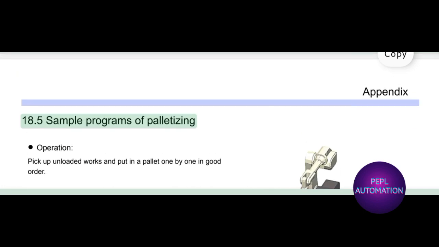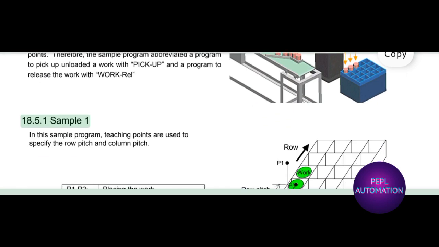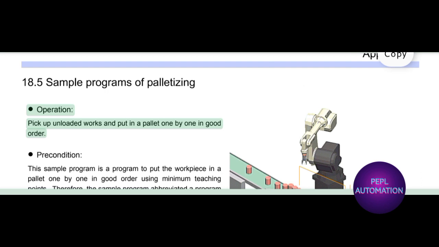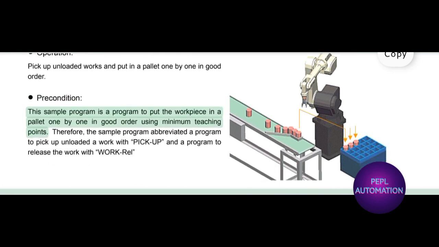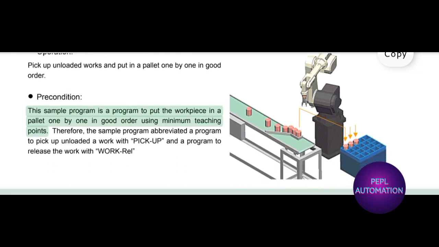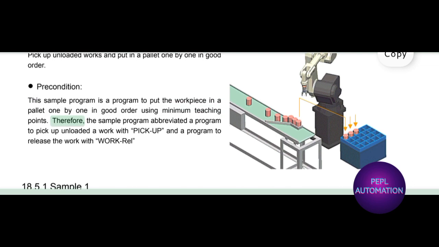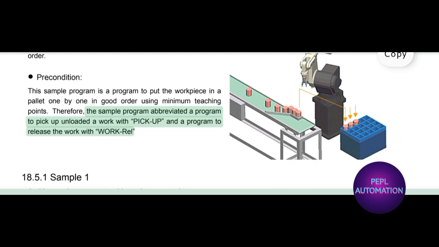18.5 Sample programs of palletizing. 18.5.1 Sample 1. Operation: pick up unloaded works and put in a pallet one by one in good order. Precondition: this sample program is a program to put the workpiece in a pallet one by one in good order using minimum teaching points. Therefore, the sample program abbreviated a program to pick up unloaded works with pick up, and a program to release the work with work rel.